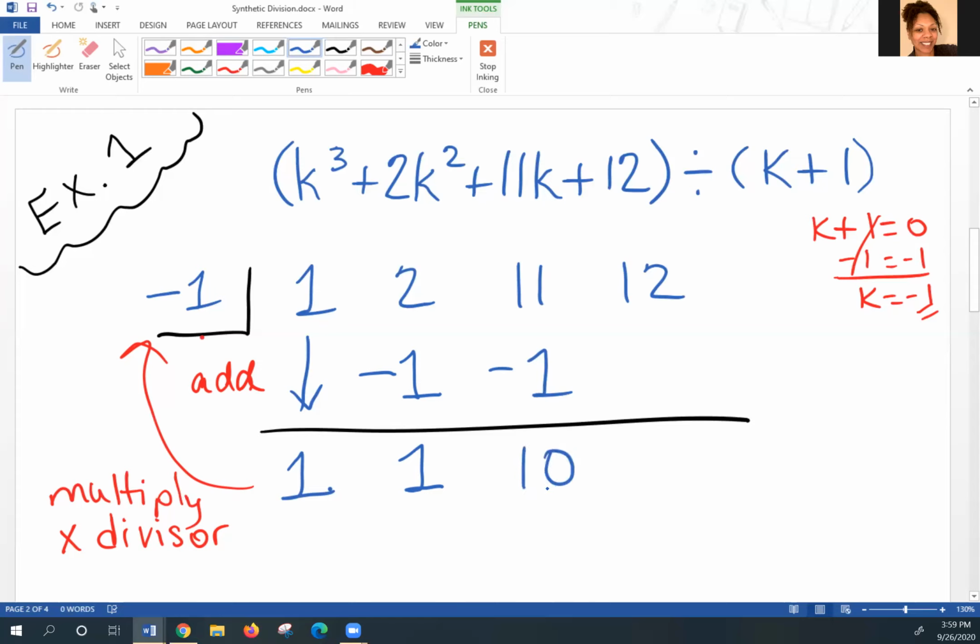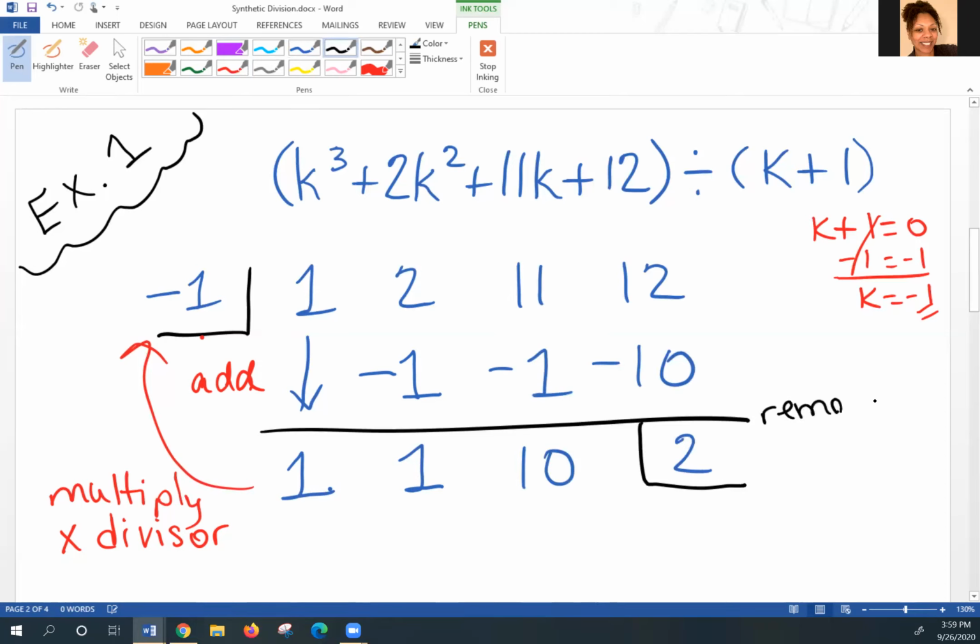Then you want to take the 10 and multiply it times negative 1. You end up with negative 10. And then 12 minus 10 is going to give you a positive 2. Your last term, if it has a number in it, that is your remainder.